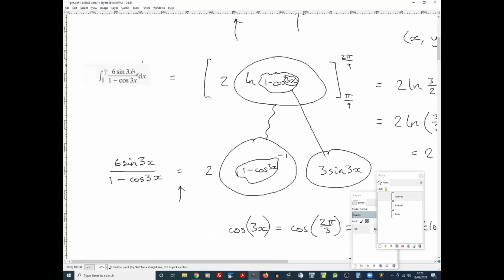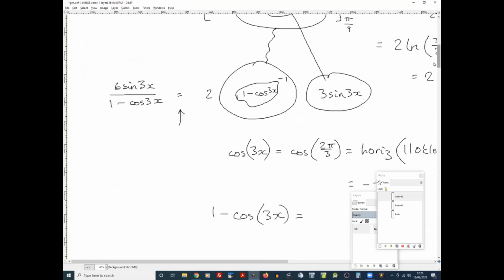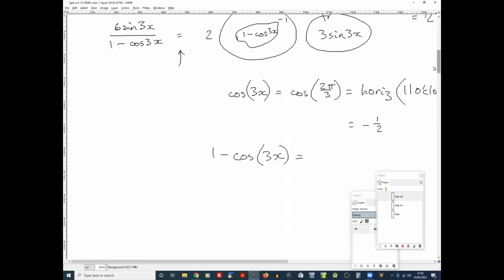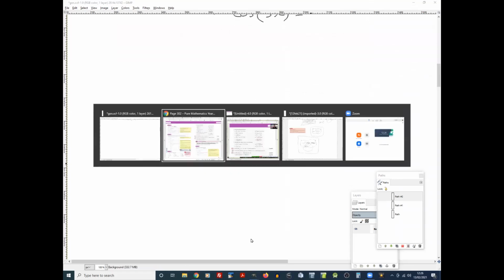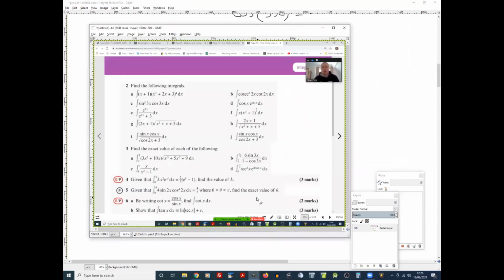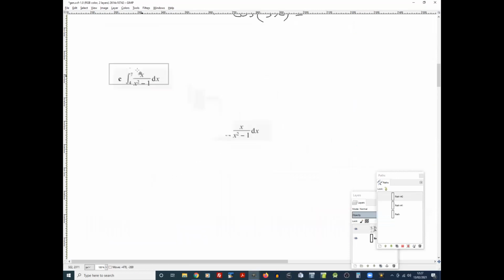Should we do the next one? That's just backwards chain rule. Good. Yep. I'm happy to. Sure. Good. Yeah, definitely just by inspection.